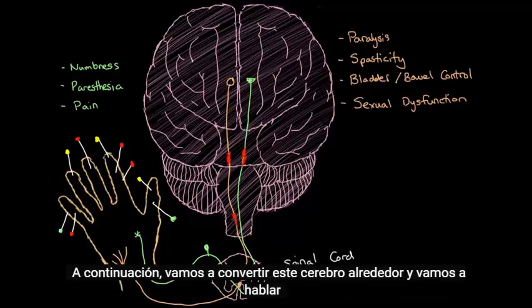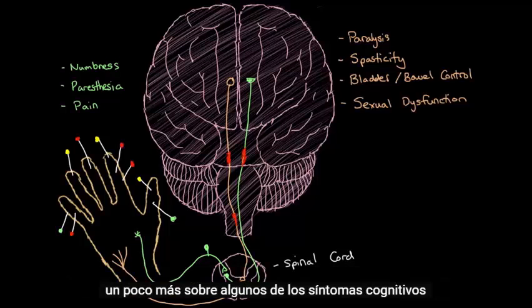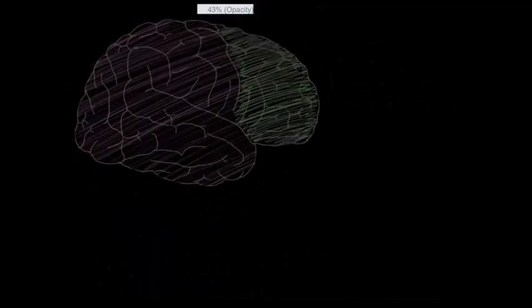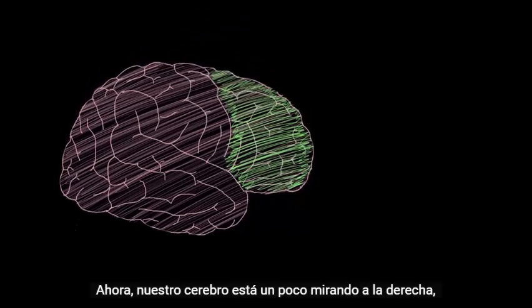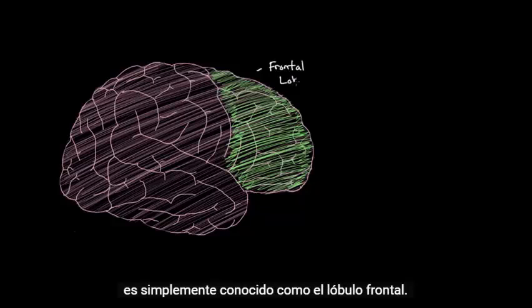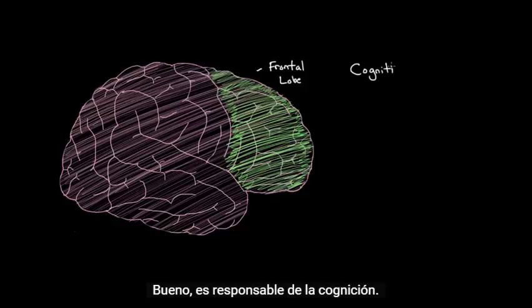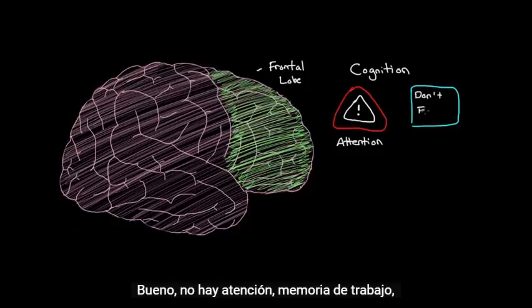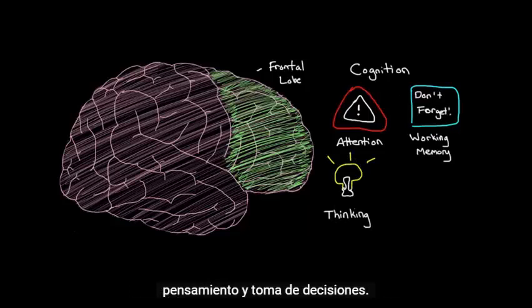So next, let's turn this brain around and talk a little bit more about some of the cognitive symptoms that people experience in MS. Now our brain is looking to the right, and you'll see that I've already shaded in a part of the brain, and this part of the brain is simply known as the frontal lobe. So what does the frontal lobe do? Well, it's responsible for cognition. So what are some cognitive behaviors? Well, there's attention, working memory, thinking, and decision-making.